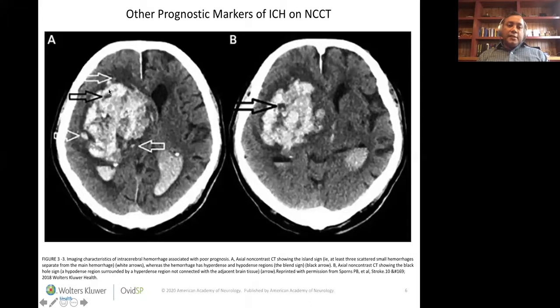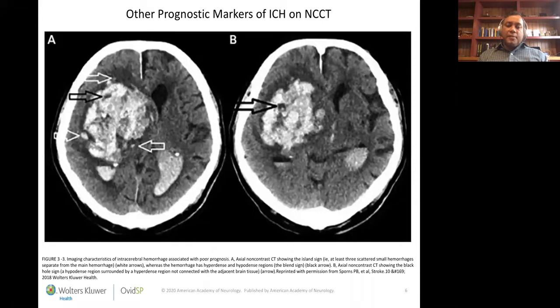Now these signs on the non-con CT for the hemorrhage are markers of poor prognosis. My opinion is, and if you ask me why is that so, these are actually markers of heterogeneity, and a heterogeneous hemorrhage to begin with is a hemorrhage that potentially is growing, that is bleeding at that point. And this is, I guess, the reason why these signs on non-con CT scan are considered as poor prognostic markers for intracerebral hemorrhage.